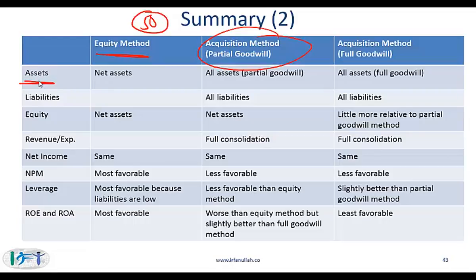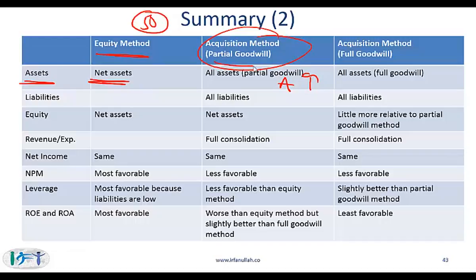The assets will be lower with the equity method and higher with the acquisition method. Why? Because in the equity method, we are looking at net assets. So whatever company we are investing in, we are bringing in the net asset value, which is assets minus liabilities, whereas in the acquisition method, we are bringing over all assets. So the asset value will be higher.